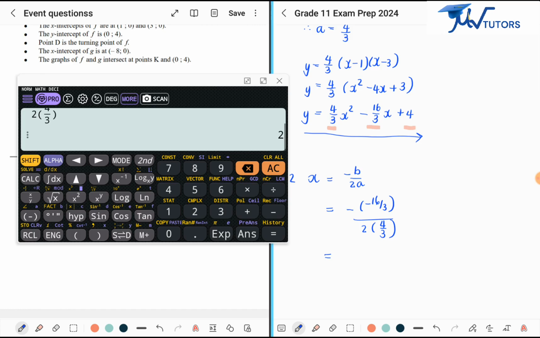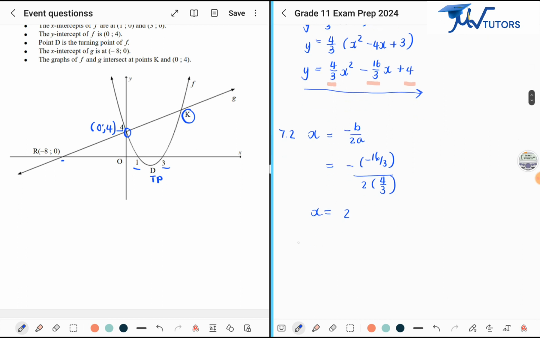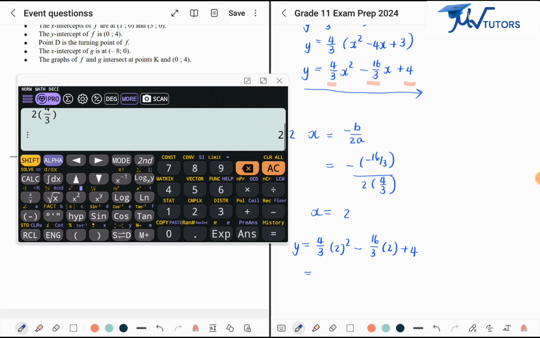Okay, and you can see that x is 2. Now we take that 2 and we substitute it in the equation that we found in question 7.1. So there we go: minus 16 over 3 times 2 plus 4. Again, we're just going to put everything in the calculator. You can calculate it in your mind, but in an exam situation, you could be thinking about a lot of things at the same time, and then you start making stupid mistakes. So let's just stick to putting everything in the calculator just to be certain.